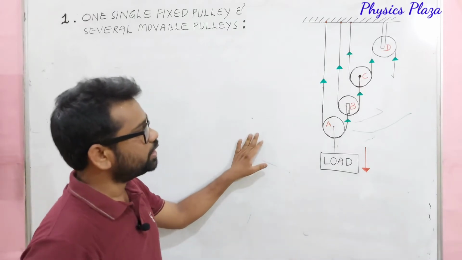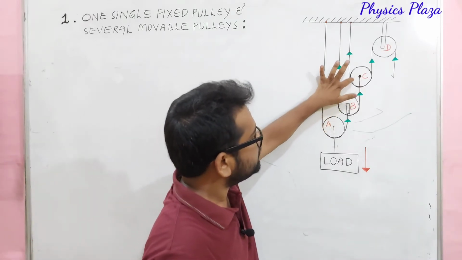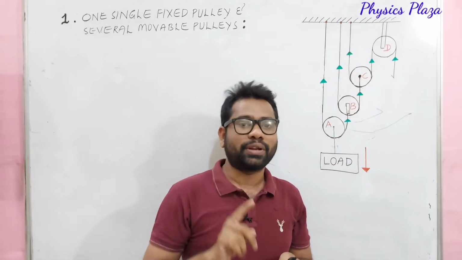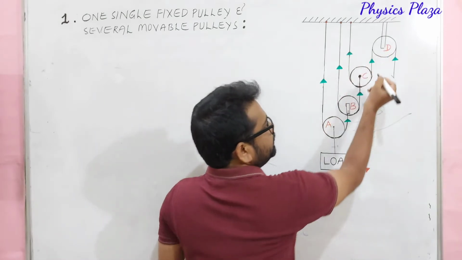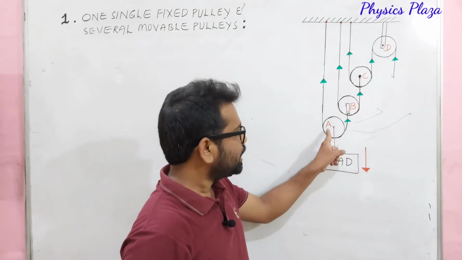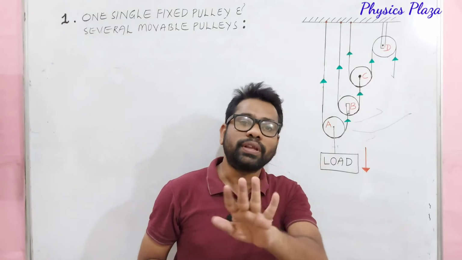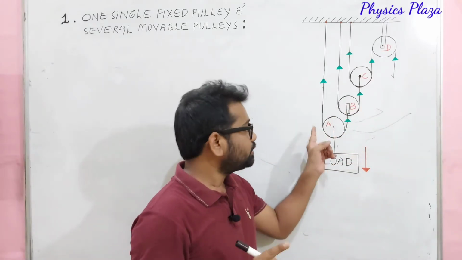Children, first, dear children, look at this picture. In this, A, B, C, D, 4 pulleys are there. But here we have to notice one very important thing. What is that? Except D. D is a single fixed pulley, whereas the other three, A, B, C, are single movable pulleys. So this is a combination of one single fixed pulley and 3 movable pulleys.